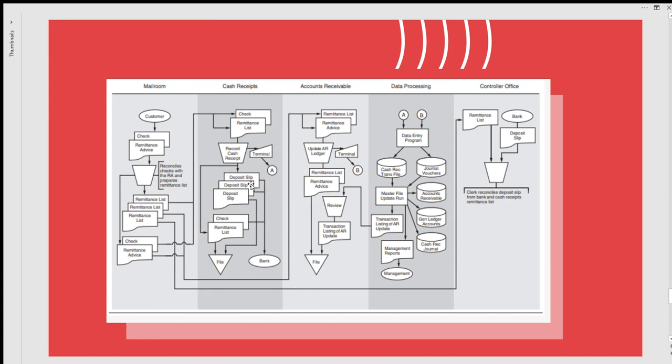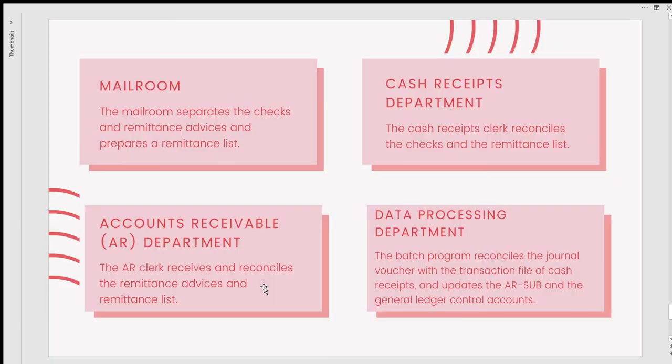After that, both the remittance list and a copy of the deposit slip will be filed here. And then, at the end of the day, both of them will be deposited in the bank. The money. Next, the accounts receivable department.